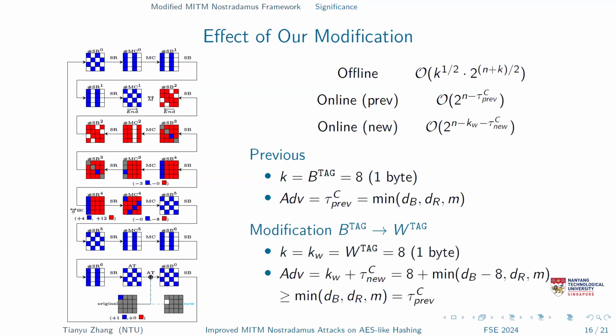After this modification, we have the same K here. K will still equal 8, but for the advantage we get, we will first subtract 8 bits from the remaining degree of freedom of the blue cell. But because we are searching for a partial pre-image, we will add it in the front. So as you can see, this will be strictly bigger or equal to this tau, the previous advantage we get from the previous paper.